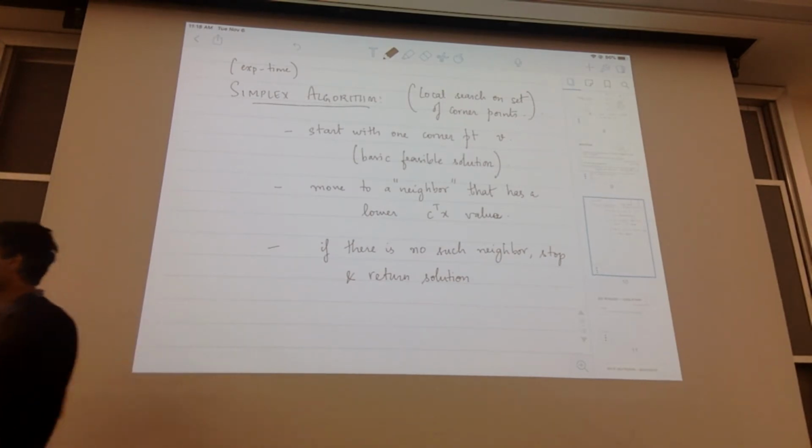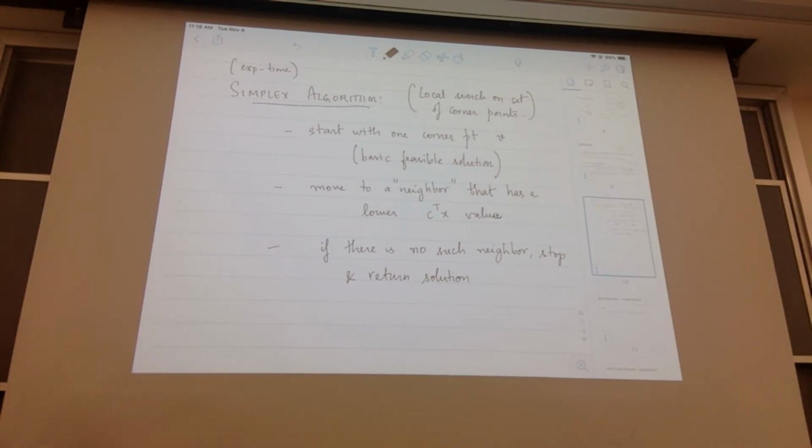There are various heuristics people use because you have many neighbors that have a lower c transpose x value, and you've got to pick which one to move to. There are a lot of heuristics to decide which one to move to, and that often affects the running time a lot. But these are all heuristics. In fact, there's a heuristic called random neighbor that turns out to work much better. You move based on some probability distribution depending on how much the value drops. That turns out to work the best. It's called random neighbor.